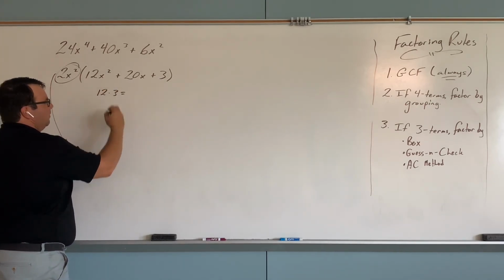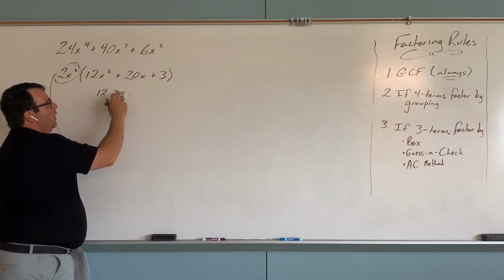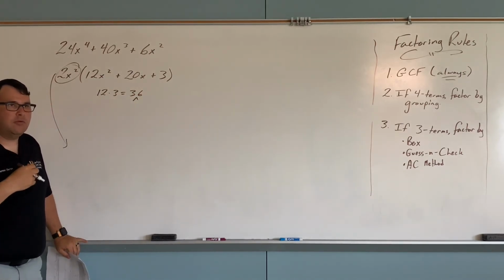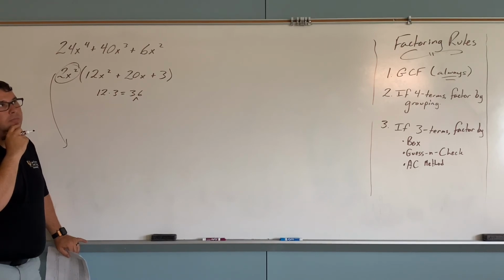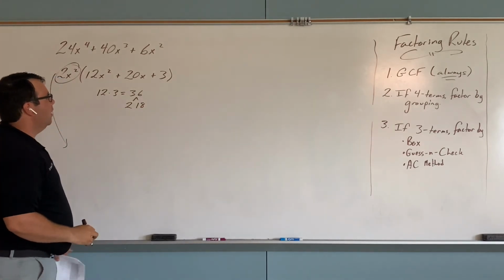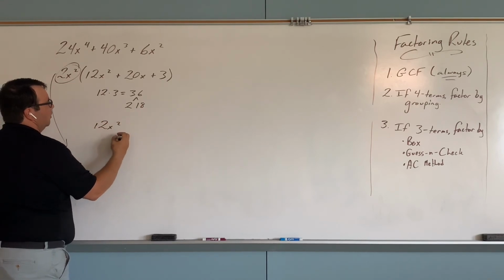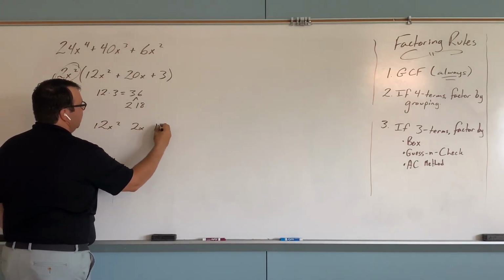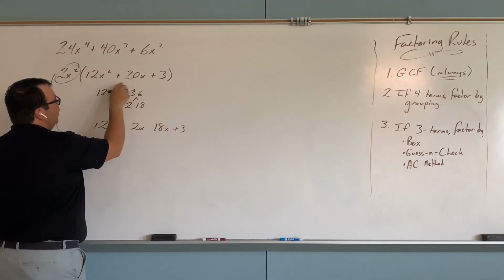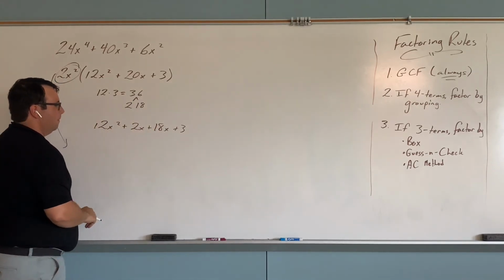12 times 3, I'm jumping into the AC method because it is a trinomial. So I'm using AC. That gives me 36. Factor pairs of 36 that might give me 20. How about 2 and 18? Okay. So that being said, I have 12x squared, 2x, 18x, plus 3. I needed a positive 20, so those have to be both positive to be able to give me that.